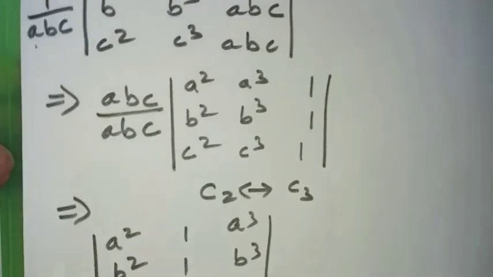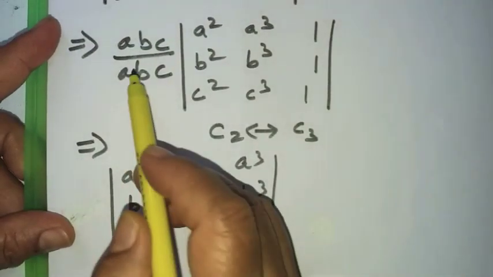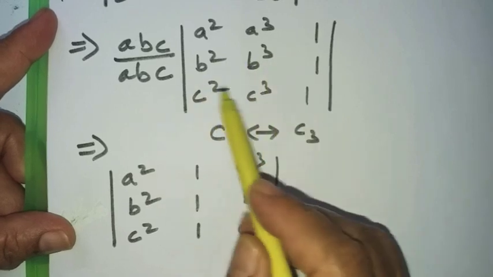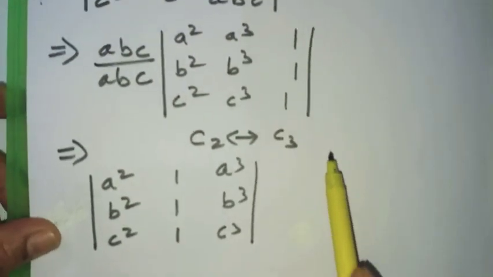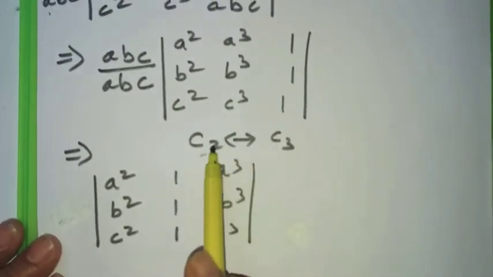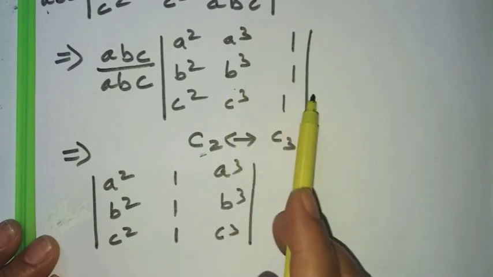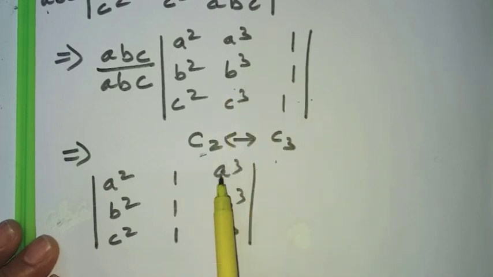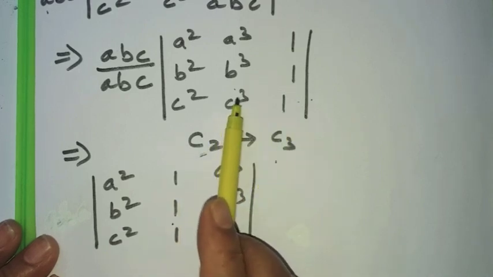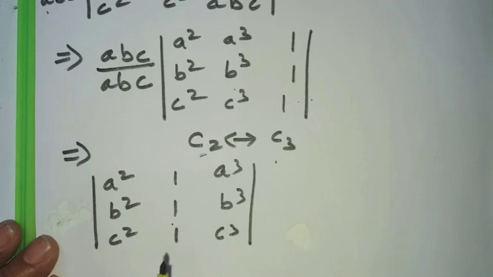In the next step, I have to get this determinant to be equal to the determinant given on your right hand side. For that, first I interchange column 2 and column 3 of this determinant. After interchanging these two columns, column 3 comes at the second position and column 2 comes at the third position, and I get this matrix.